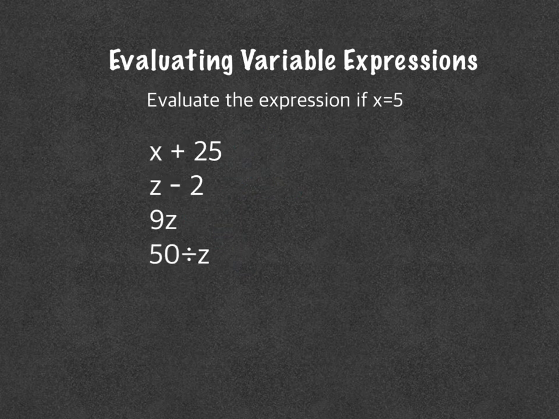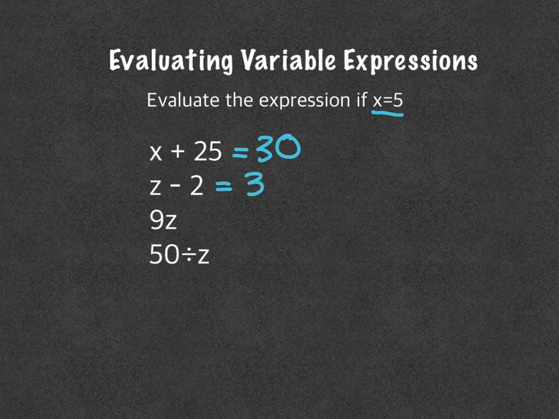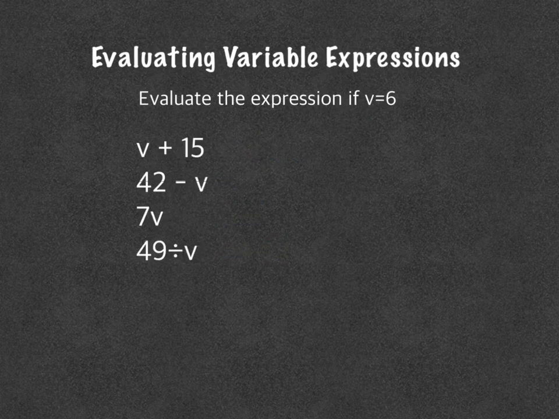Okay? Let's try another one. So in this case, x equals 5. So x plus 25, or 5 plus 25, would equal 30. x minus 2, or 5 minus 2, equals 3. 9x, or 9 times x, which would be 9 times 5, equals 45. 50 divided by x, or 50 divided by 5, equals 10. Okay, let's try another one.